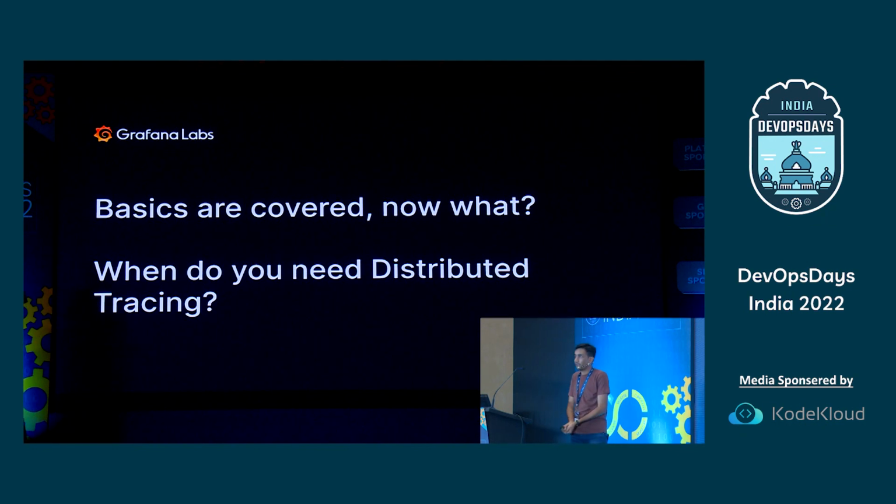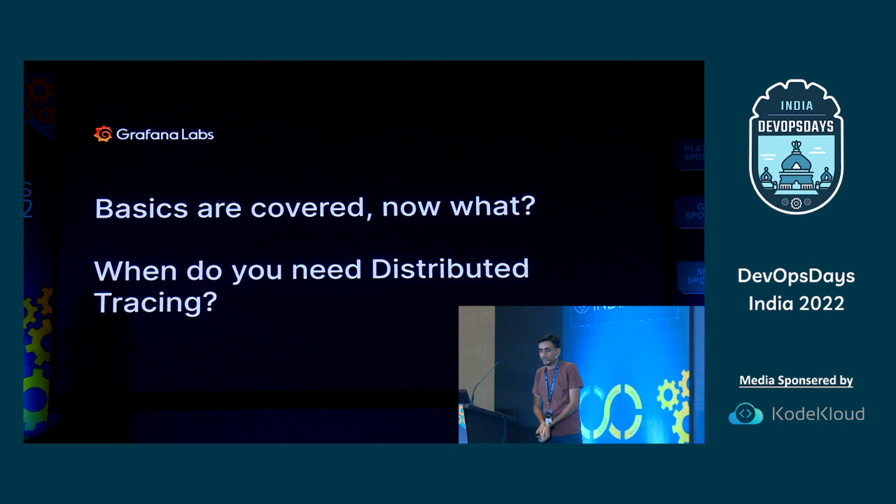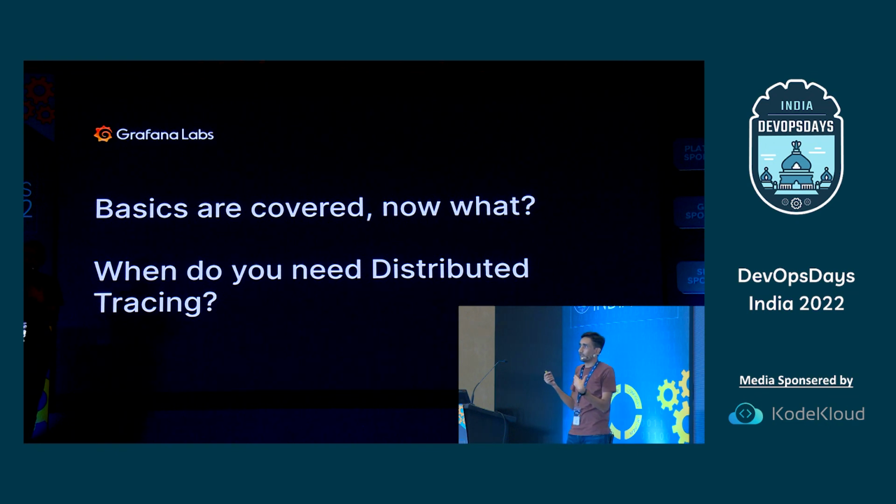So that was tracing basics: you know how to instrument, how to collect, how to ship, how to store, how to query. And now there is another important question, right? When do you need distributed tracing? When should you reach out to tracing and think about should I do tracing or not?